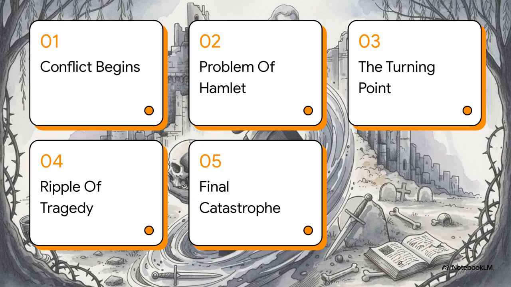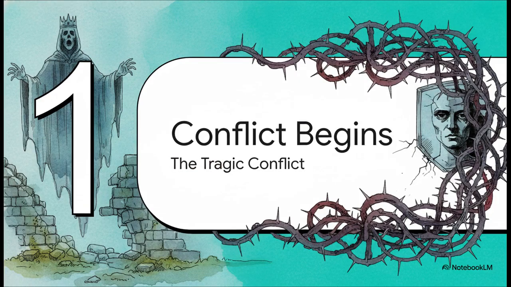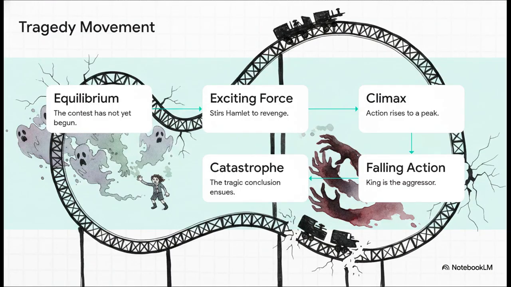Our agenda covers the tragic conflict begins, the problem of Hamlet, the dramatic turning point, the ripple of tragedy, and finally, the final catastrophe. Section 1. The tragic conflict begins. Let's look at how the tension is established in Act 1 and how the story is dramatically set into motion. So here we have a roadmap for the typical movement of a tragedy. It's essentially a roller coaster that we're about to ride together.